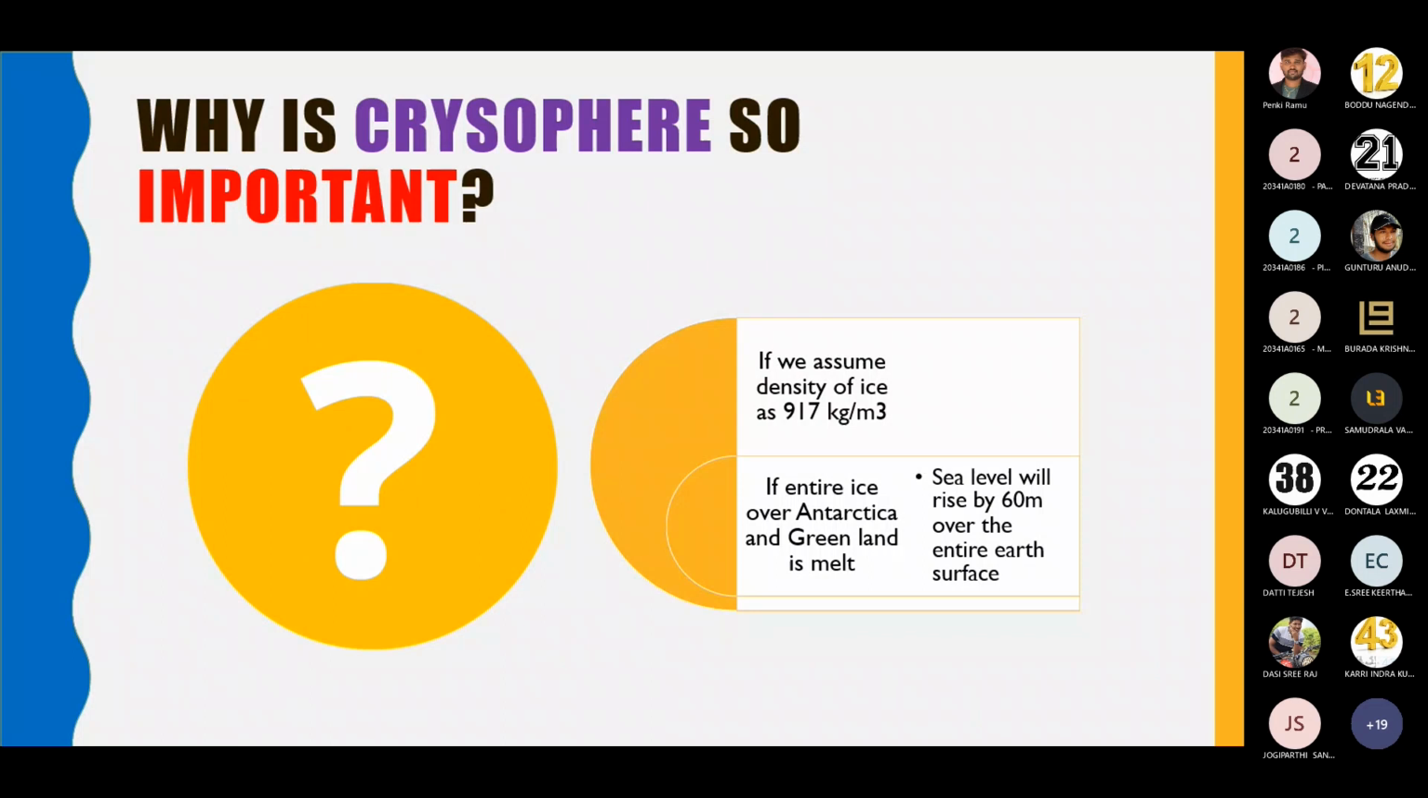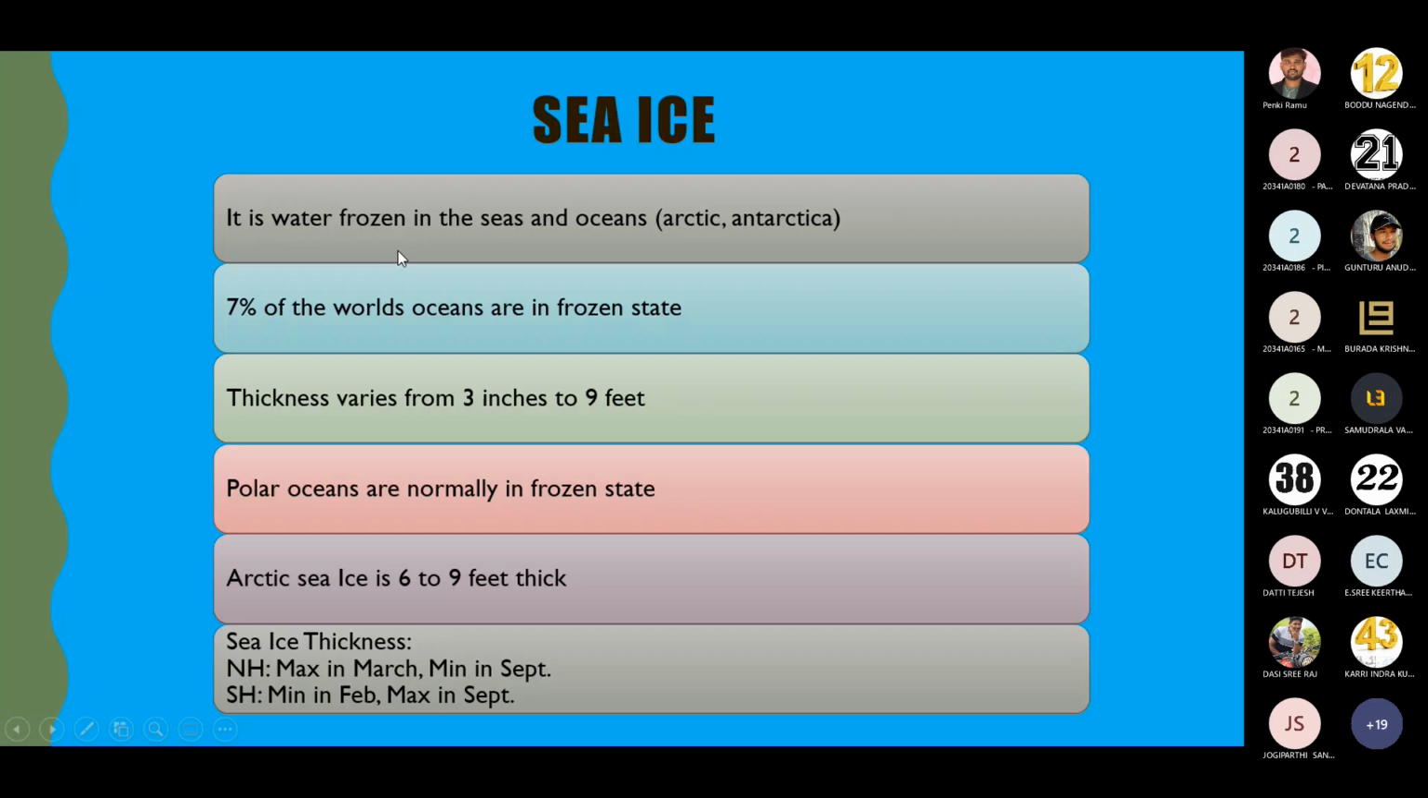So if you assume the density of ice as 917 kilograms per meter cube, and if the entire ice over Antarctica and Greenland melts, sea level is going to rise by 60 meters over the entire Earth's surface. That means so many countries are in danger of getting submerged. So this single reason itself is very important to study the cryosphere. Other than this, I would like to show some small videos. I will show those videos at the end of the presentation.